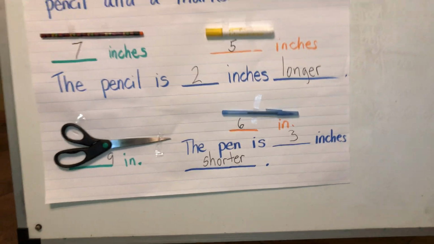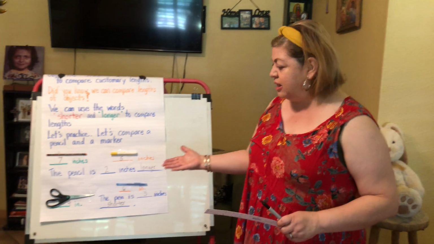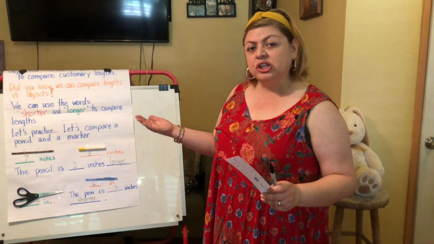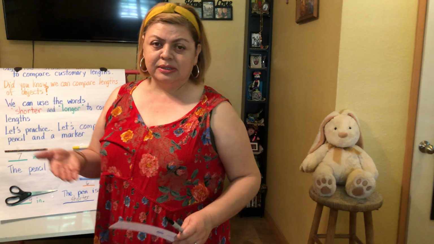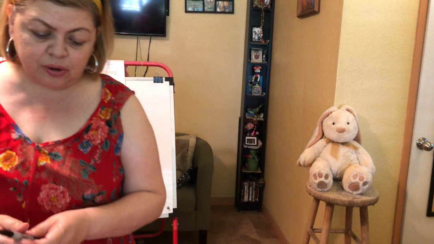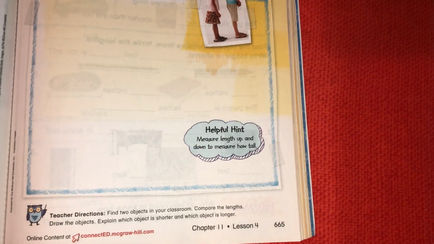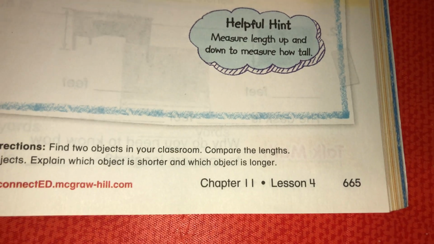Okay, so that is what today's lesson is about. Looking at objects and comparing them, actually measuring them, finding the difference, and deciding which object is longer and which object is shorter. And you're going to have a chance to practice yourself in your math book. So once again, remember, boys and girls, we are working out of My Math Volume 2. And I'd like for you to turn to page 665, which is Chapter 11, Lesson 4, Compare Customary Lengths.